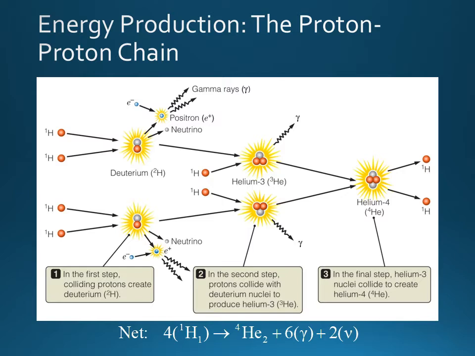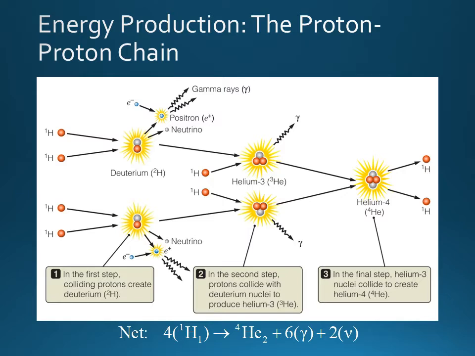Step 1: 2 protons fuse to make a deuterium nucleus and also release a neutrino and a positron. This step occurs twice for a single proton-proton chain reaction. Step 2: the deuterium nuclei and protons fuse to make helium-3. Helium-3 is the nucleus of 2 protons and 1 neutron. This also occurs twice for a single proton-proton chain reaction.